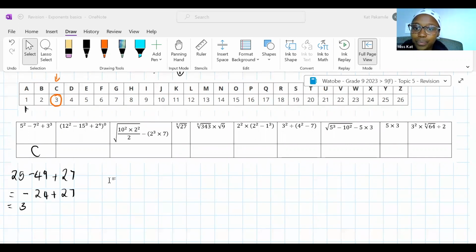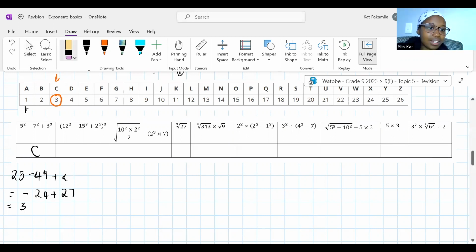Ma'am, I got 1, ma'am, because it's to the power of 0, and anything to the power of 0 is equal to 1. Thank you. That whole bracket was just equal to 1, guys. I did all of the shenanigans inside just to confuse you, right? So anything to the power of 0 is just equal to 1. So 1 corresponds with A. Okay, so we have our 2 letters.